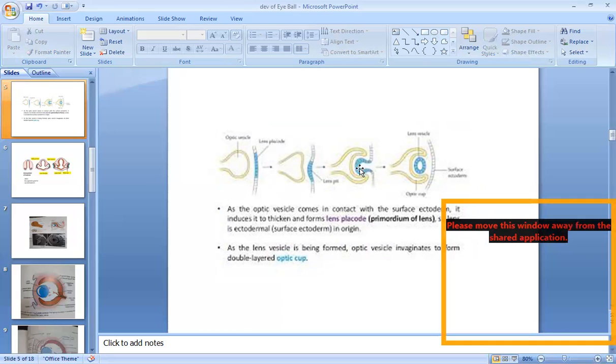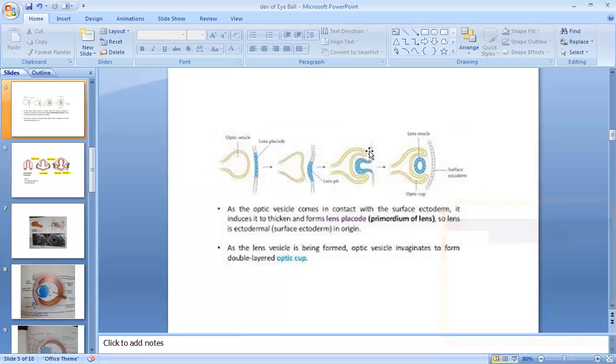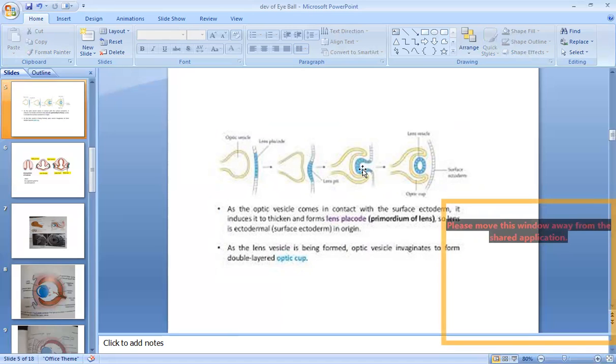This surface ectoderm becomes like a groove, and finally it will make a tube or lens-like structure, and this will be separated from this surface ectoderm and will be responsible for the formation of the lens of the eye. So the lens is basically ectodermal in origin. It has been derived from the surface ectoderm and has detached from it.